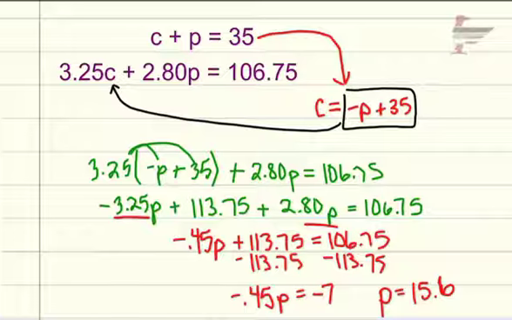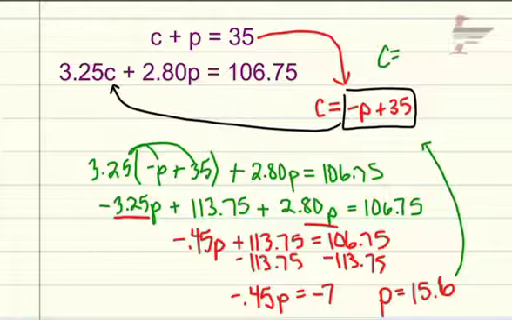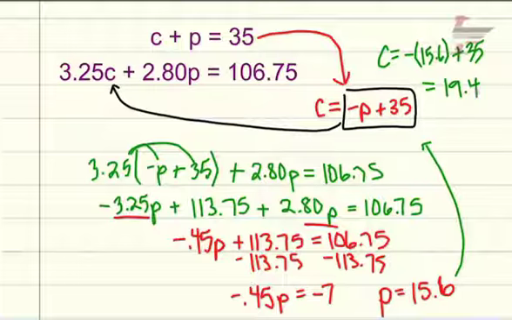Now to get our pounds of cashews, we'll just go back to our equation. Cashews is equal to negative 15.6 plus 35. And when we simplify that, we have 19.4 for the cashews. So Al needs to buy 15.6 pounds of peanuts and 19.4 pounds of cashews to put into his mix so he can make the profit he's looking for. So make sure you write it in a full sentence as your final answer.